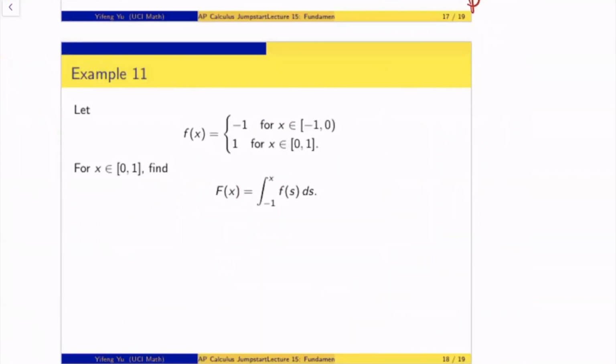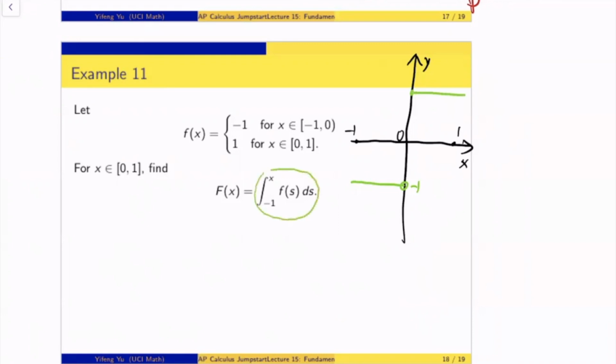Here we have a function f(x), which is piecewise defined. The function is discontinuous. From -1 to 0, the function is -1. And then from 0 to 1, the function is 1. Now we want to find the integration of the function for x from -1 to 1. Okay, start from here.